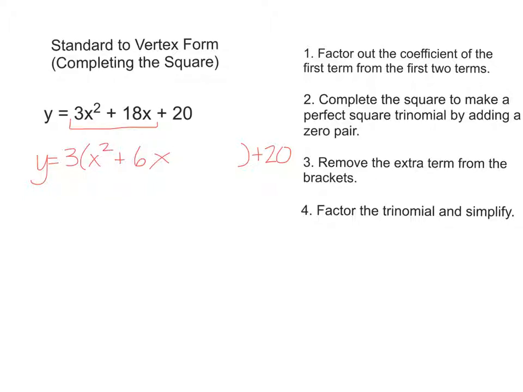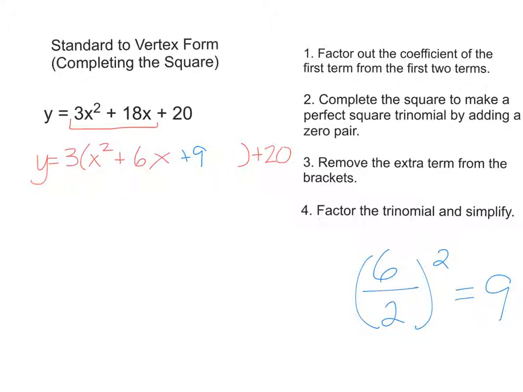The second step says complete the square to make a perfect square trinomial by adding a 0 pair. So complete the square to make a perfect square trinomial. That's like finding the value of c that we were doing earlier. What value can we add to x squared plus 6x to make it a perfect square trinomial? That number is 9. Now, x squared plus 6x plus 9, that's a perfect square trinomial. Remember how you do that. To find that number, you take the middle term, which in this case is 6, divide it by 2, and square it. And that gives you the 9. That's where that number came from.